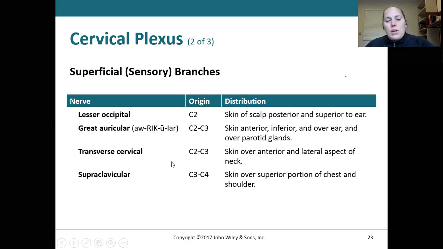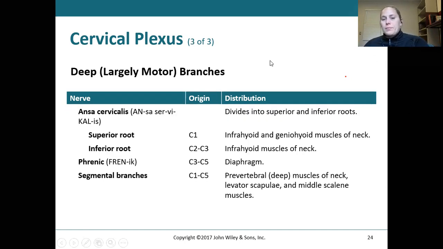And then your transverse cervical, the origin is from C2 to C3, and that's over the anterior and lateral aspect of your neck. And then your supraclavicular, which is located at your C3 and C4, is the skin over the superior portion of your chest and your shoulder. So just recognize here, as you work your way down those cervical nerves, you're hitting different dermatomes across the lower face as well as the upper shoulder.